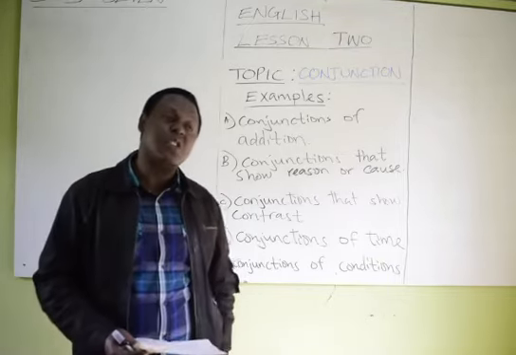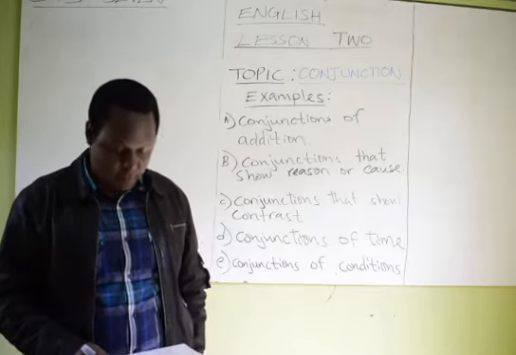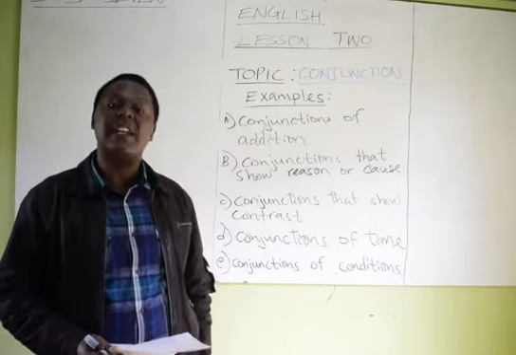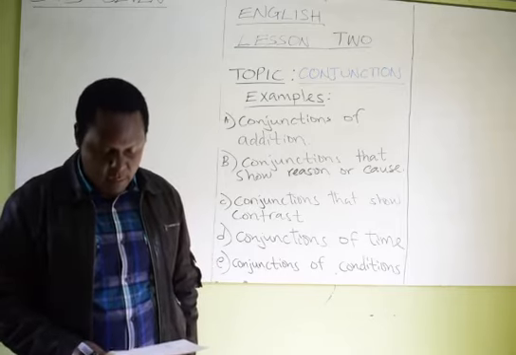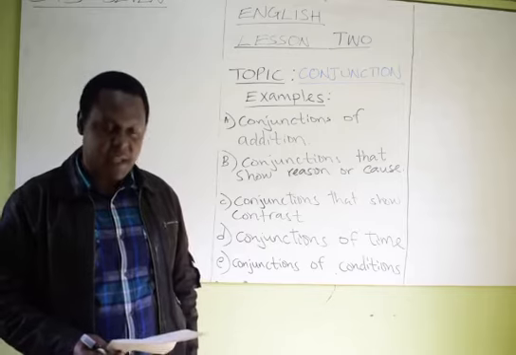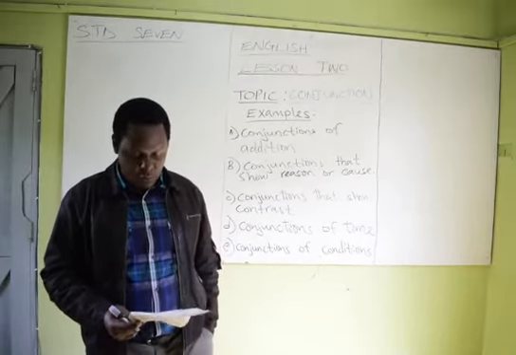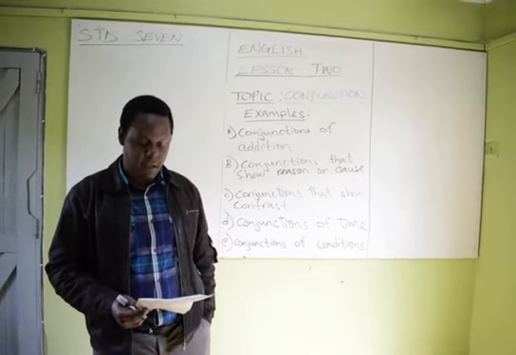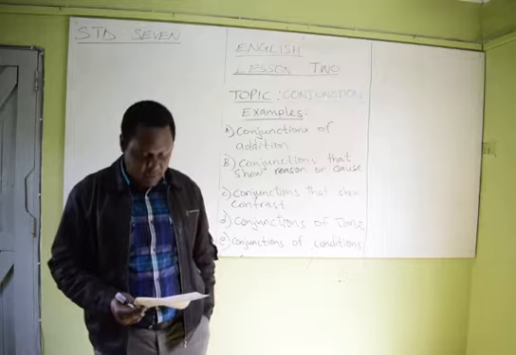Conjunctions that give additional information include and, moreover, in addition to, furthermore, and both and. I've said and, moreover, in addition to, furthermore, and both and. We have a few examples to illustrate that.